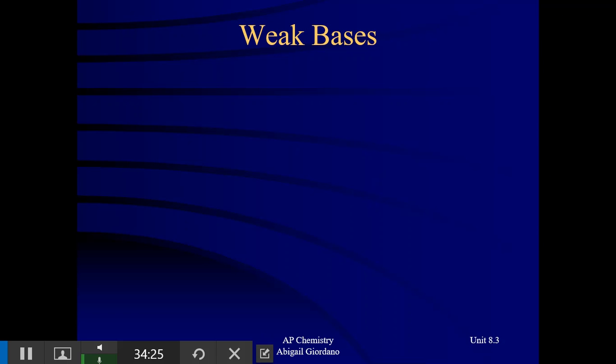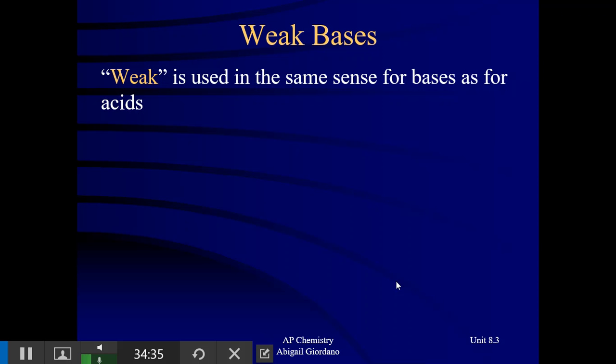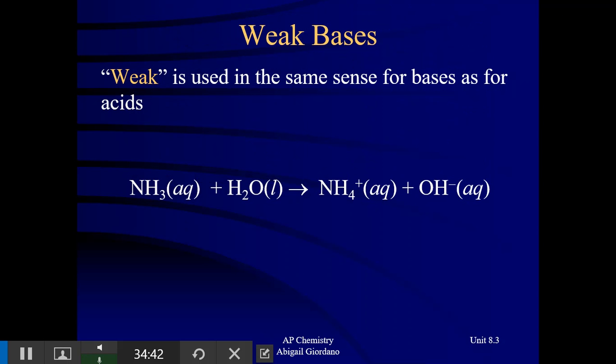Now, we're going to transition to talking about bases, and you might say, well, are we going to have to learn a whole new process? And no, it's actually a lot of the same understandings. The word weak is used in the same sense for bases as it is for acids. So if you look at an example here, this is ammonia, which is a weak base. Remember, what do bases do? They are proton acceptors, and that's what ammonia is doing.